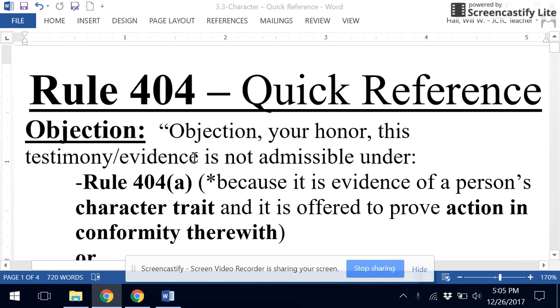For character evidence, the main issue is, are you offering a piece of evidence about someone's past to prove that they acted the same way in the future or in the present? For example, 404A is about traits. Are you offering something that proves a witness is dishonest or violent back in the past, therefore, they were dishonest or violent now, in the present, or in the future? That's action in conformity therewith.